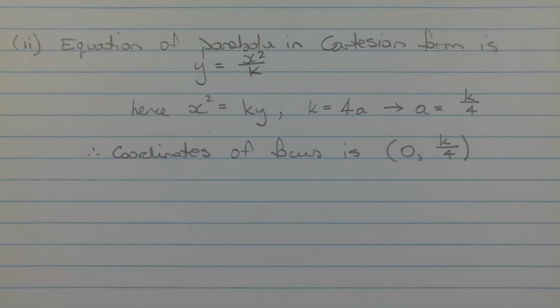And that's the distance from the vertex to the focus, and the y-coordinate of the vertex is 0, so adding k over 4 to 0 just gives us k over 4. Therefore, the coordinates of the focus is 0, k over 4.